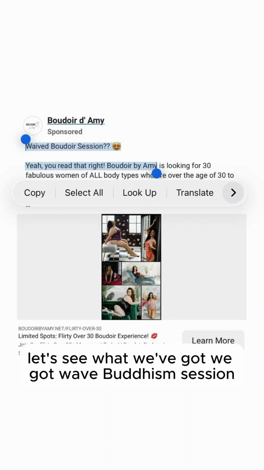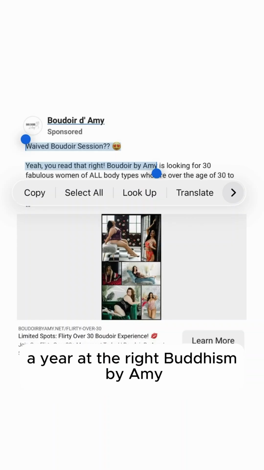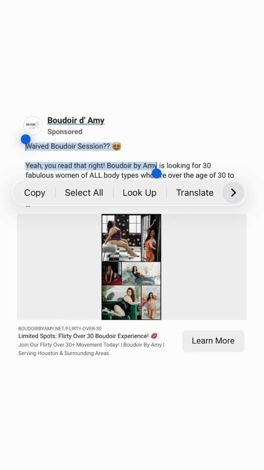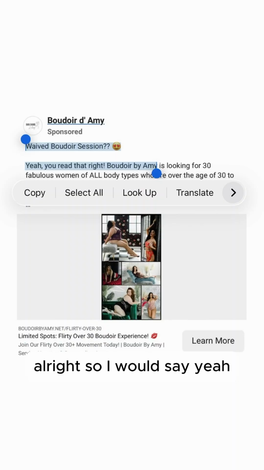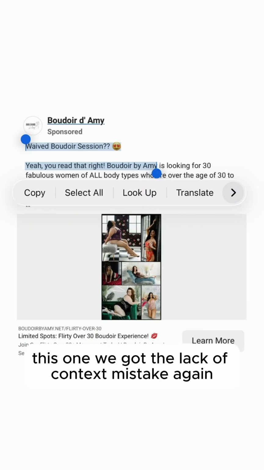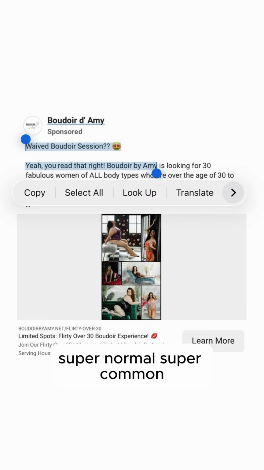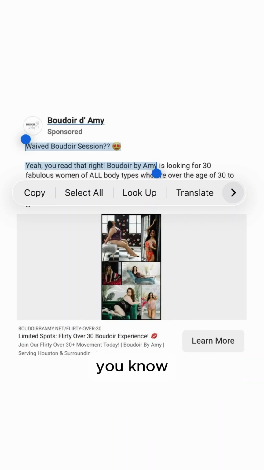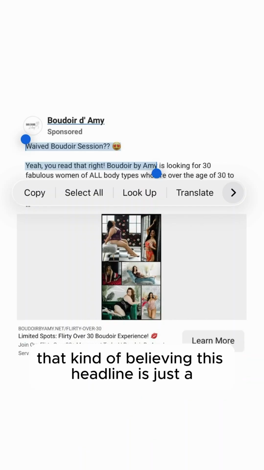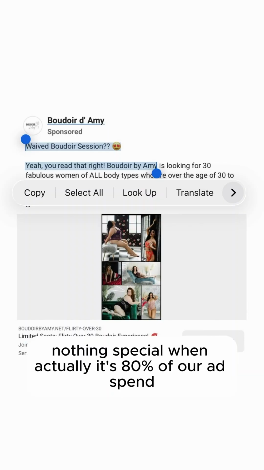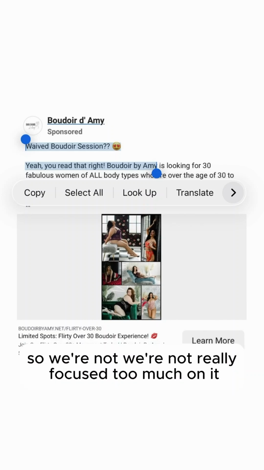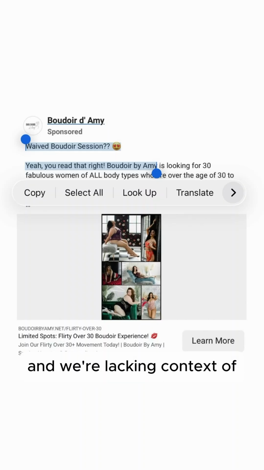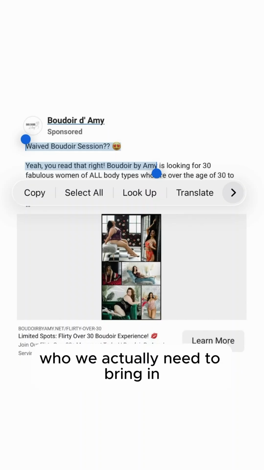So let's see what we've got. We got Wave Boudoir session. Hey, you're the right Boudoir by Amy. All right, so I would say, yeah, this one we got the lack of context mistake. Again, super normal, super common. And the false belief that causes us to make this mistake is that we kind of believe this headline is just nothing special, when actually it's 80% of our ad spend. So we're not really focused too much on it, and we're lacking context of who we actually need to bring in.